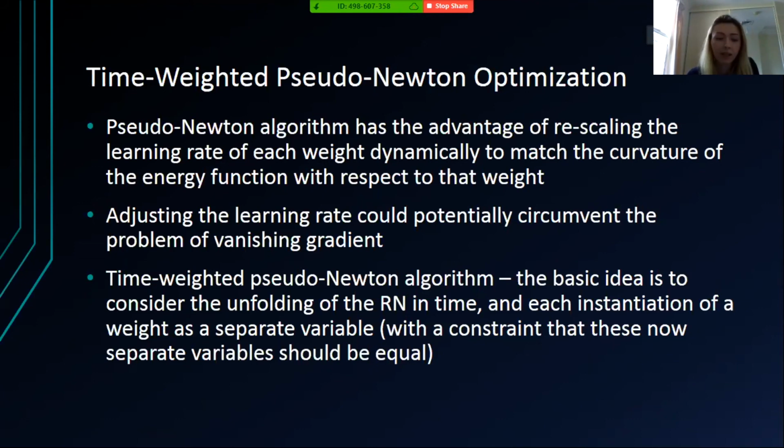The basic idea here is to consider the unfolding of the recurrent network in time, and each instantiation of a weight as a separate variable. But there is a constraint that these now separate variables should be equal. There are also more details in the paper; I'm just trying to summarize.